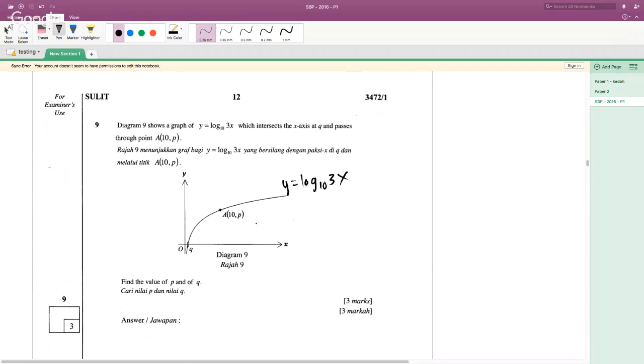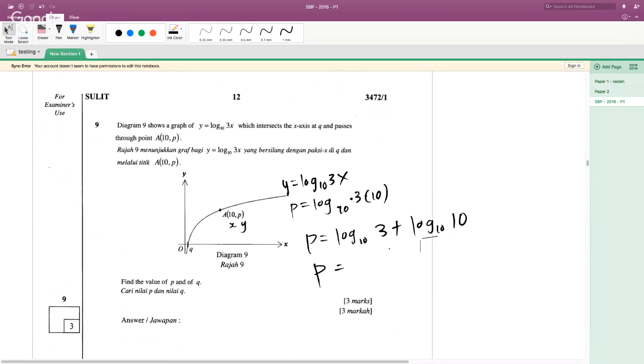So in order to find P, this is x and y, isn't it? That means when y equals P, x equals 10. Log base 10 of 3 multiplied by 10. I will separate them: log base 10 of 3 plus log base 10 of 10, because by the log rule, multiply means plus. Log base 10 of 10 is 1, and log base 10 of 3 you can get with the calculator. So log 3 plus 1, your P is just 1.477.